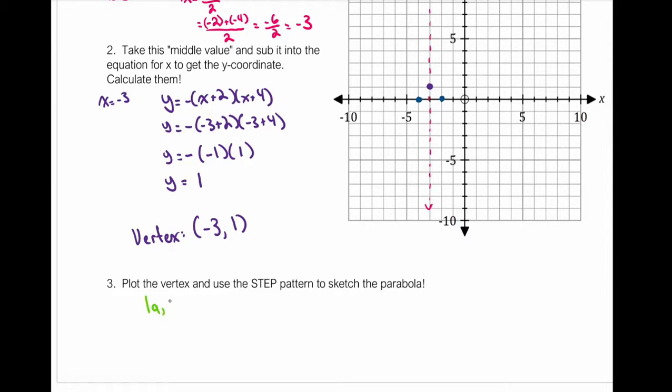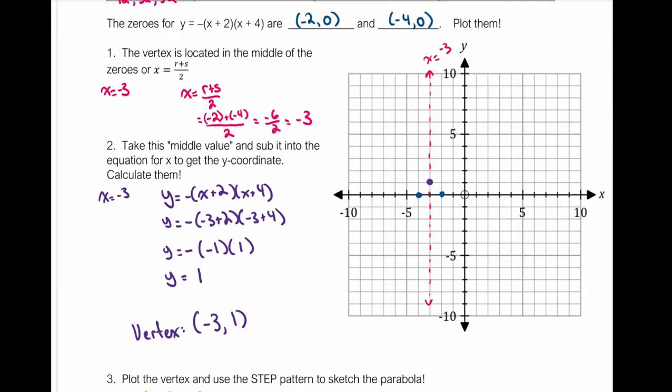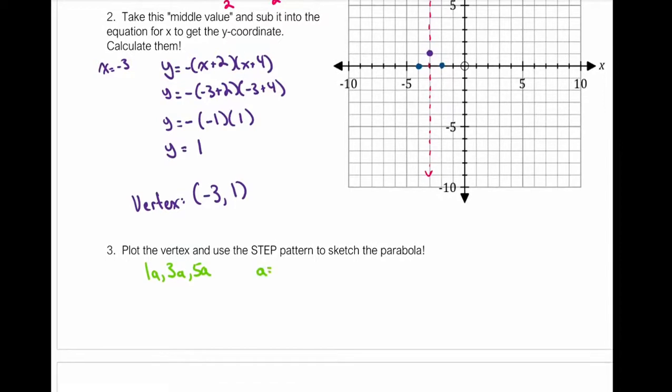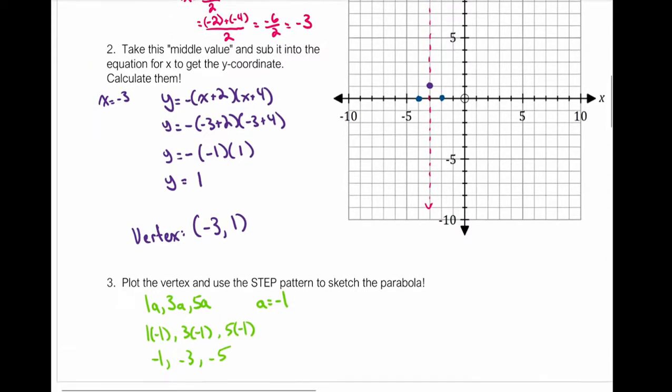So again, our step pattern is 1a, 3a, 5a. a, we know, going back up to the equation, is negative 1. So if a equals negative 1, 1 times negative 1, 3 times negative 1, 5 times negative 1. And then I can just solve each step. So negative 1, negative 3, negative 5. And that is my step pattern, which I can use to label the next points.